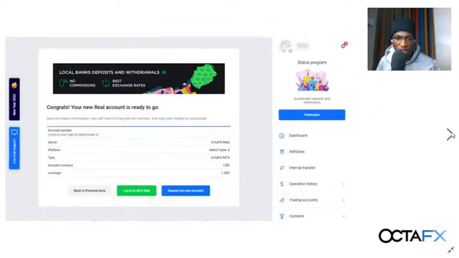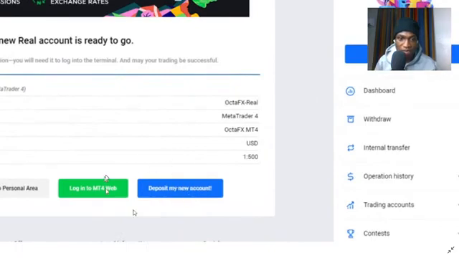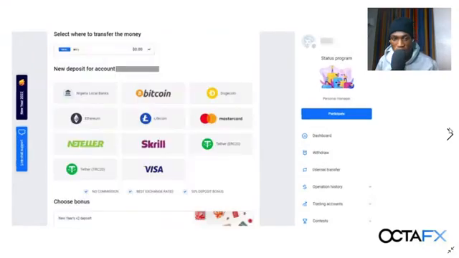Yeah, it's just really simple to create a live account on OctaFX. Most times when you're creating a live account, you're going to fund the account, right? I mean, what's the point of creating a live account if you're not ready to trade? So to deposit on your live account, click on deposit on my new account, and it's going to give you various options that you can choose from to make your deposit.